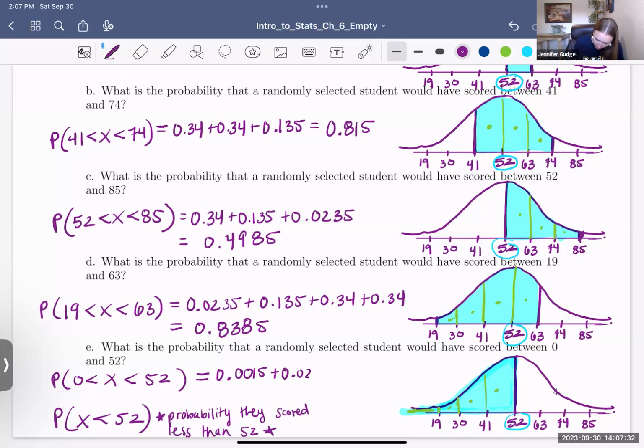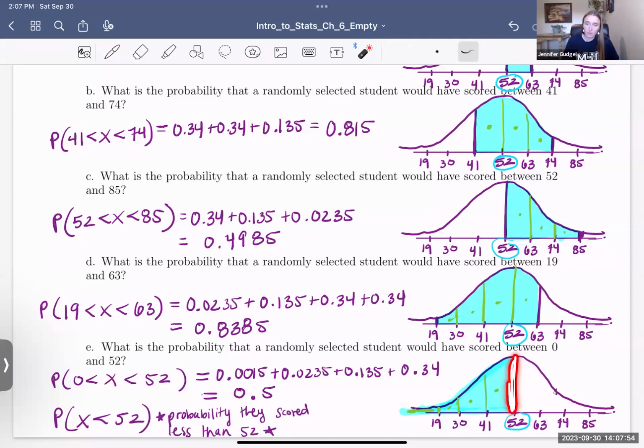And then we have the 0.0235. We have the 0.135. And we have the 0.34. All right, little tiny tail and those three chunks there. If I add all of these together, some of you may have noticed or may have guessed it. This is 0.5. That's our median. 52 is our mean as well as our median because this is a perfectly symmetrical shape. The bell curve is a perfectly symmetrical display of data where your mean and median are the same exact value.